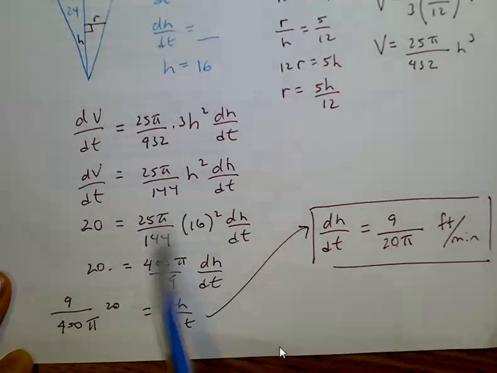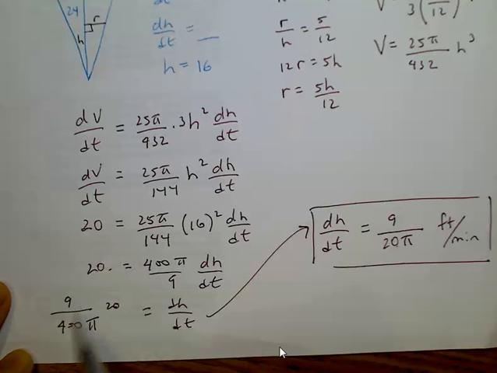Okay, so work out all of this. 25 pi over 144 times 16 squared comes out to 400 pi over 9. Then multiply by the reciprocal, 9 over 400 pi, times 20. And that comes out to dh/dt equaling 9 over 20 pi feet per minute.